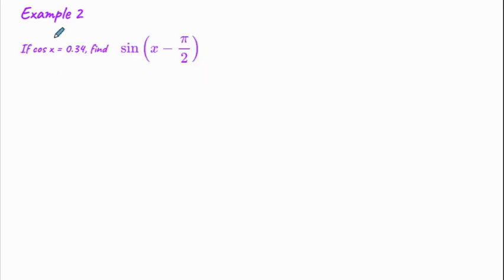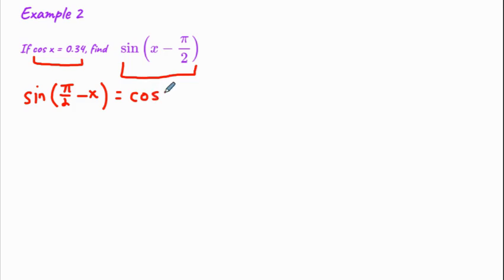All right, now here's where the identities come in. So you're going to want to have the identity sheet that was given to you out in front of you. And I will be referencing this throughout the video. So it gives us that cosine x equals 0.34. And we want to find sine of x minus pi over 2. So what you're going to want to do is look at the cofunction identities. And there's a cofunction identity that says sine of pi over 2 minus x is equal to cosine x. Okay? Now, this is going to be very handy to us.